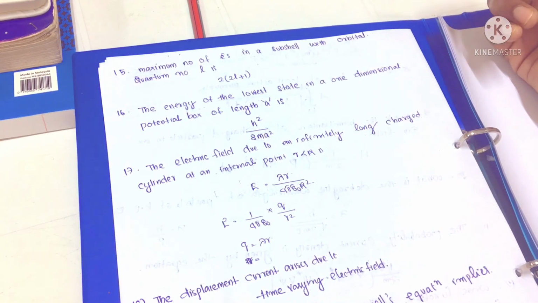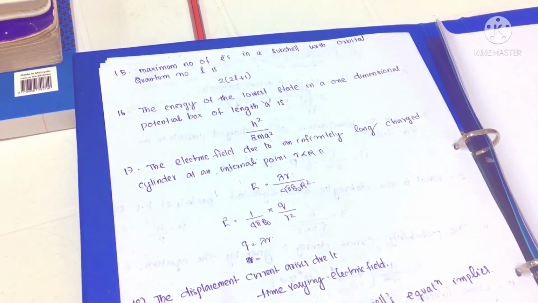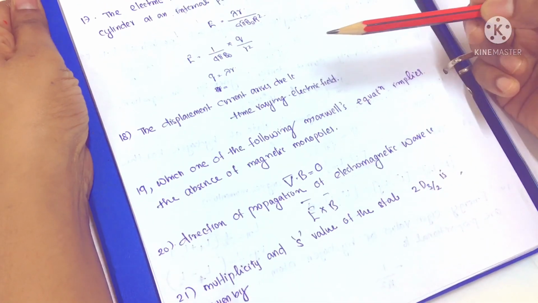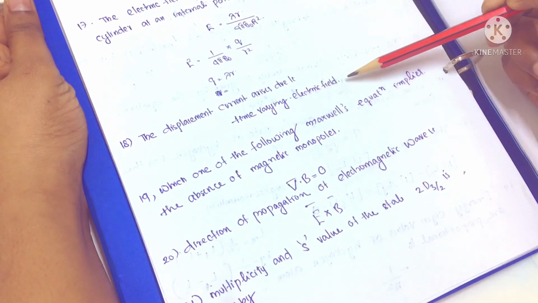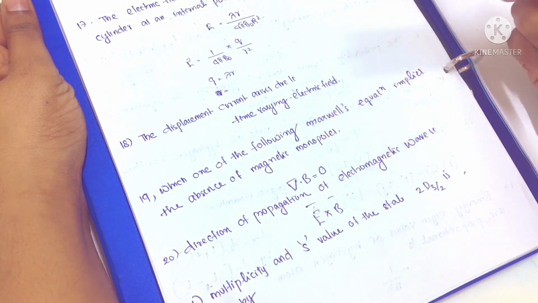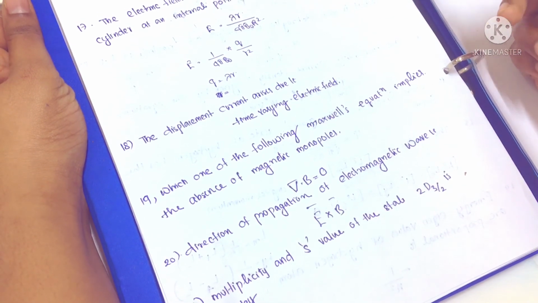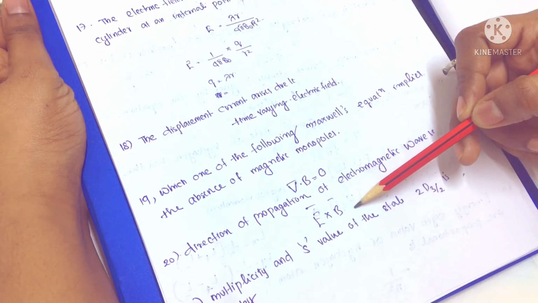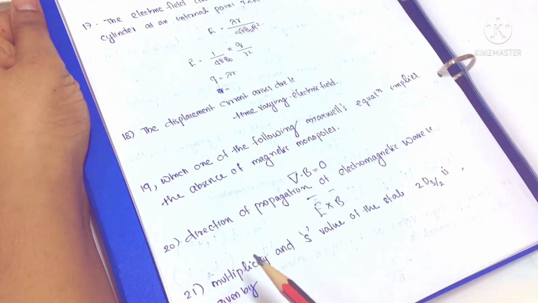Next question, the electric field due to an infinitely long charged cylinder. This is the same as the electric field due to an infinitely long line charge. The same equation is applied: E is equal to lambda r by 2 pi epsilon 0 r square. The displacement current arises due to a time-varying electric field. Which one of the following Maxwell's equations implies the absence of magnetic monopoles? Next is the direction of propagation of an electromagnetic wave, which is E cross B.